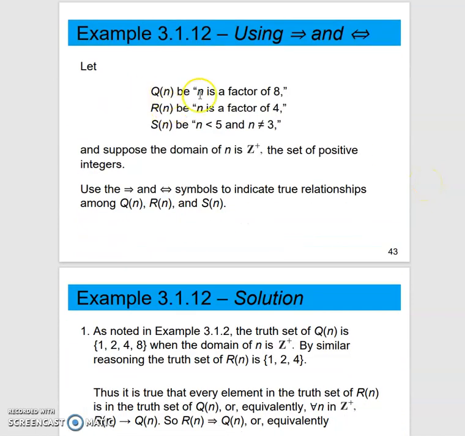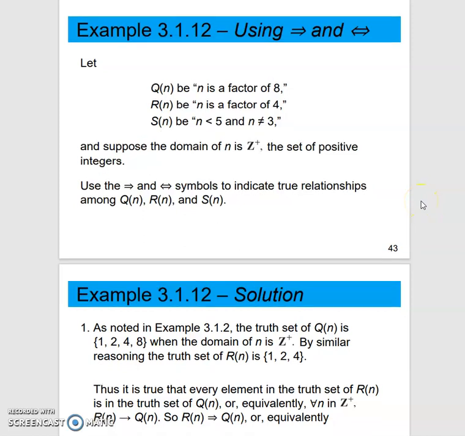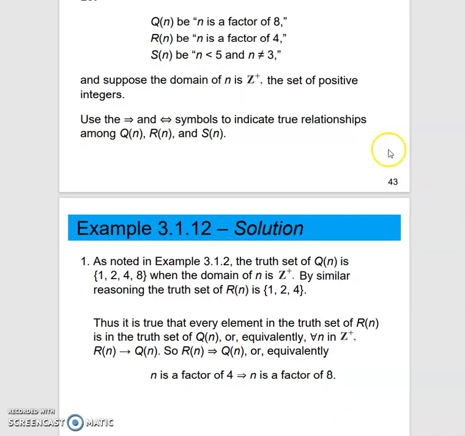So I've got three statements: Q of n, n is a factor of 8; R of n, n is a factor of 4; S of n, n is less than 5 and n is not 3; and our domain is the positive integers. So let's use these symbols to indicate true relationships. So let's first set out what is R of n. That is going to be 1, 2, and 4, since we're only in the positive integers. So we would say that n is a factor of 4 implies n is a factor of 8. So R of n implies Q of n.